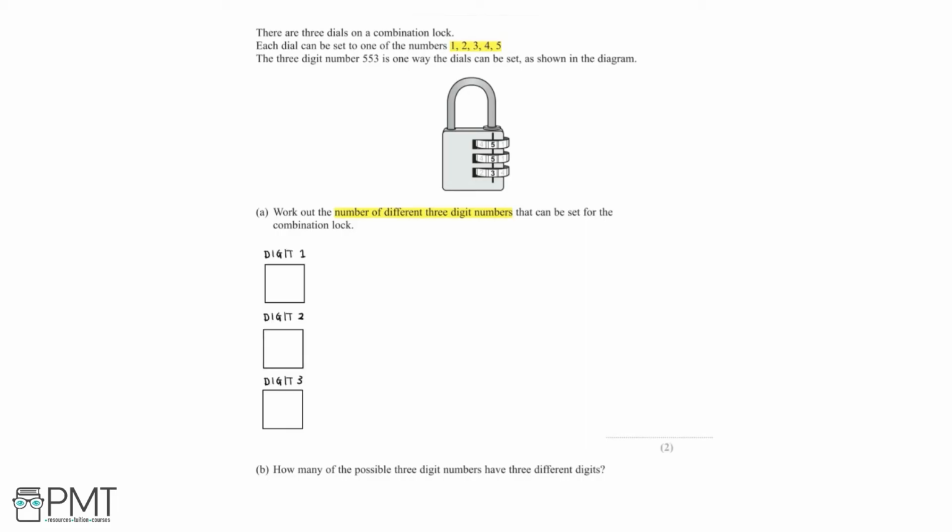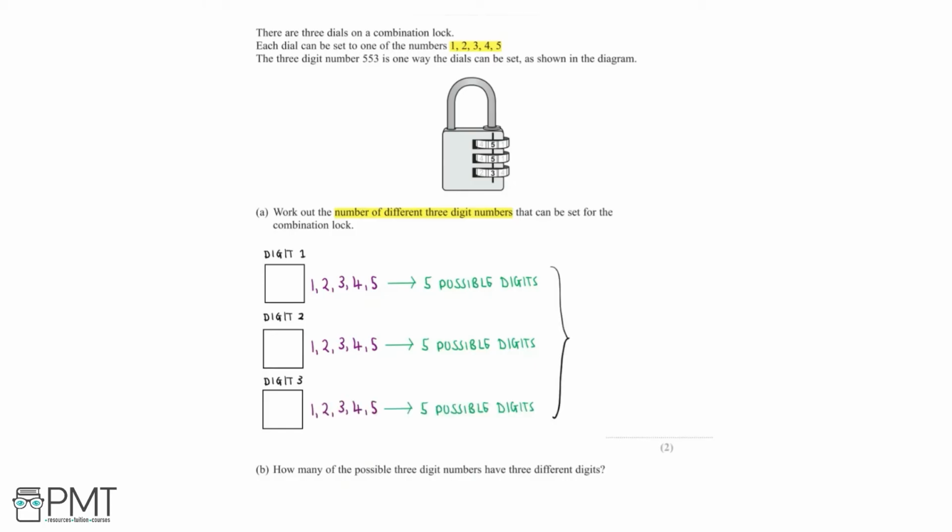We want to think about the numbers that can go in each box. So for digit 1, we could have the numbers 1, 2, 3, 4, or 5, which means that there are 5 possible numbers that can go in the first digit. Now the second digit can also contain any of the numbers 1, 2, 3, 4, or 5, and so the second digit can be one of 5 possible numbers. And now it's the same thing for digit 3. Digit 3 can contain any one of the numbers 1, 2, 3, 4, or 5, and so once again, digit 3 can contain 5 possible digits.